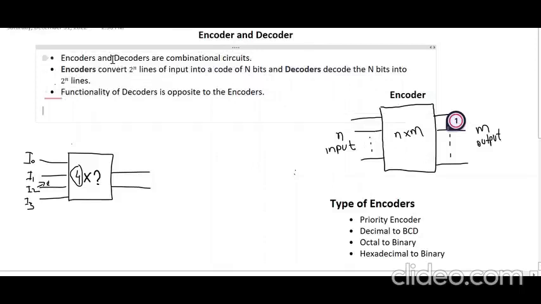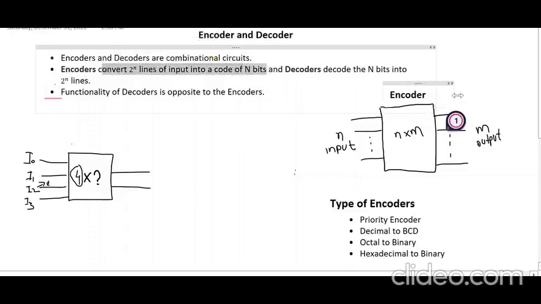The first point is encoder and decoders are combinational circuits. As you know, combinational circuits are combinations of logic gates. That means you can describe the encoder and decoder as a combination of logic gates. The second point is encoder converts 2 to the power n lines of input into the code of n bits. So what does it mean?